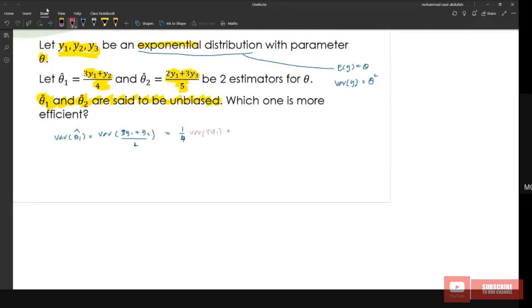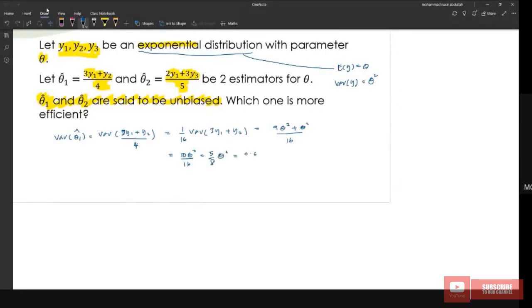plus the variance of Y2. The variance of 3Y1 plus Y2. So this is 1 over 4, but when we take it out, it should not equal 1 over 4. It should be equal to 1 over 16. So this one should be equal to (9 theta squared plus theta squared) divided by 16. So this is 10 theta squared over 16, which is also equal to 5 over 8 theta squared.